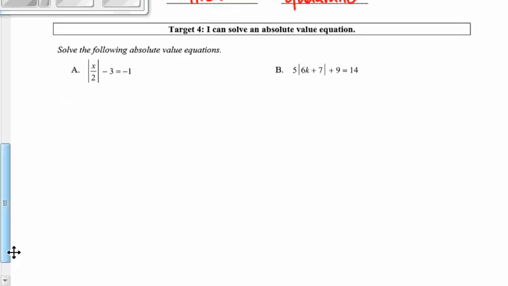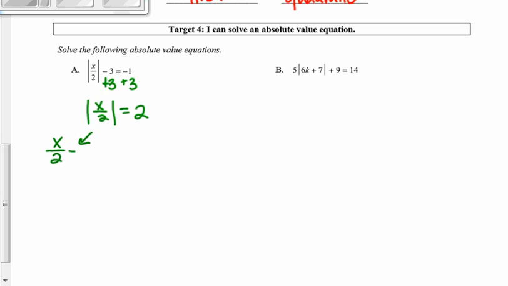Target 4 is solving absolute value equations. So I'm first going to work to get the absolute value brackets by themselves. So I'm going to add 3 over. So I get the absolute value of x over 2 equals 2. And so I'm looking for if that would be a no solution case, which it wouldn't because the absolute value could equal 2.